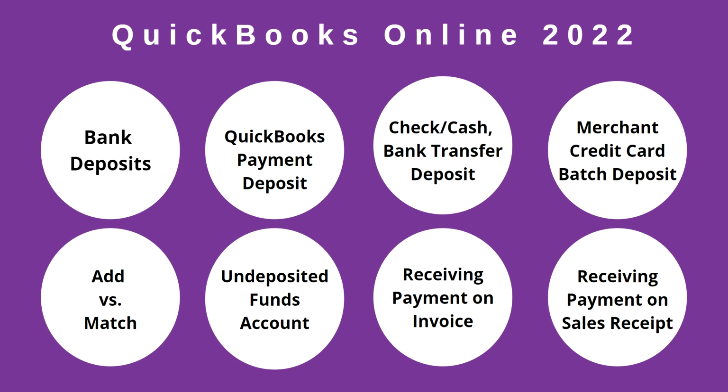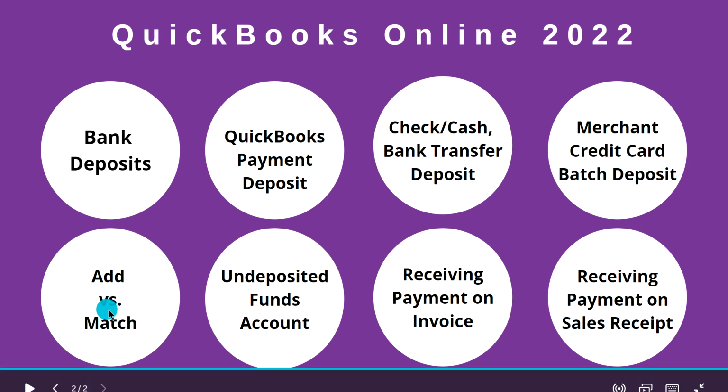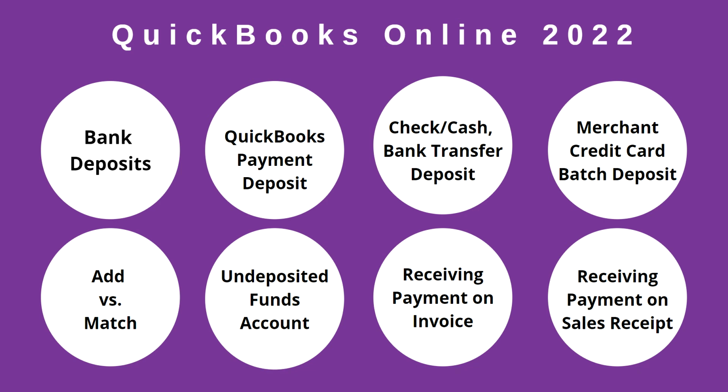You have 10 sales, and at the end of the day you run the batch report, and then they will deposit the money to your bank account in a couple of days. Okay, and we'll go through add versus match. So what is add, what is match, and then we'll discuss undeposited funds, and then go to receiving payments on invoices, how to do that, invoices and sales receipts.